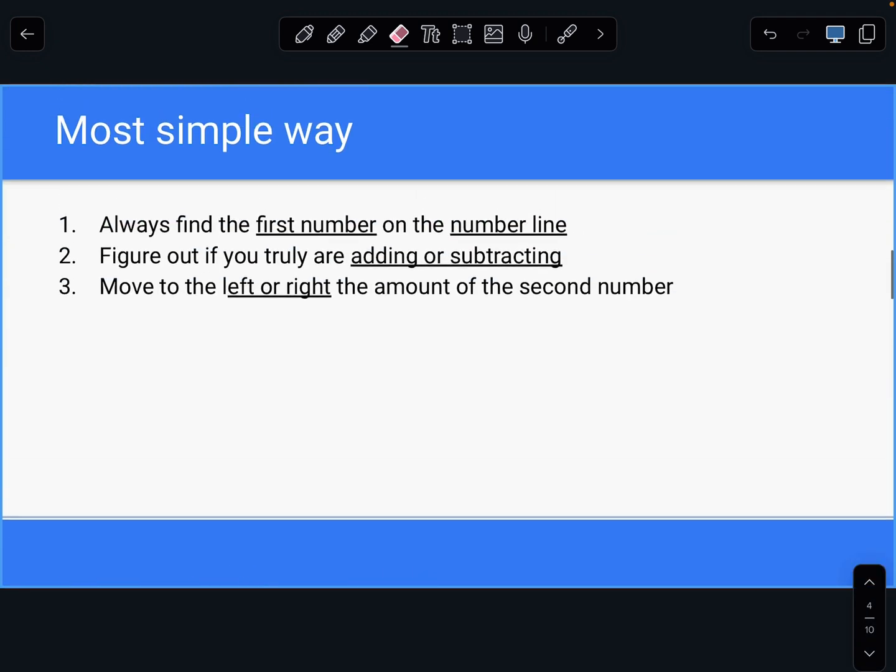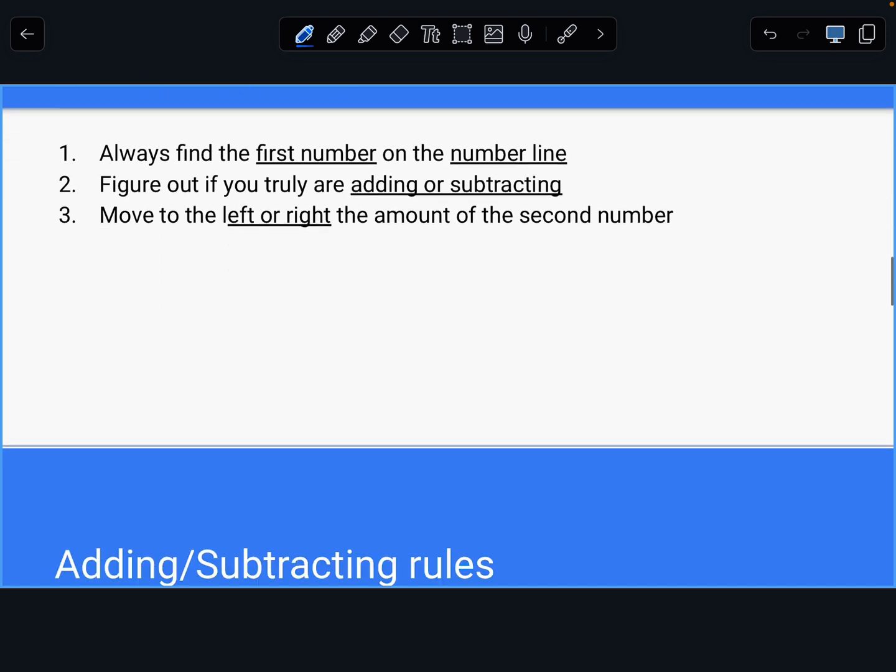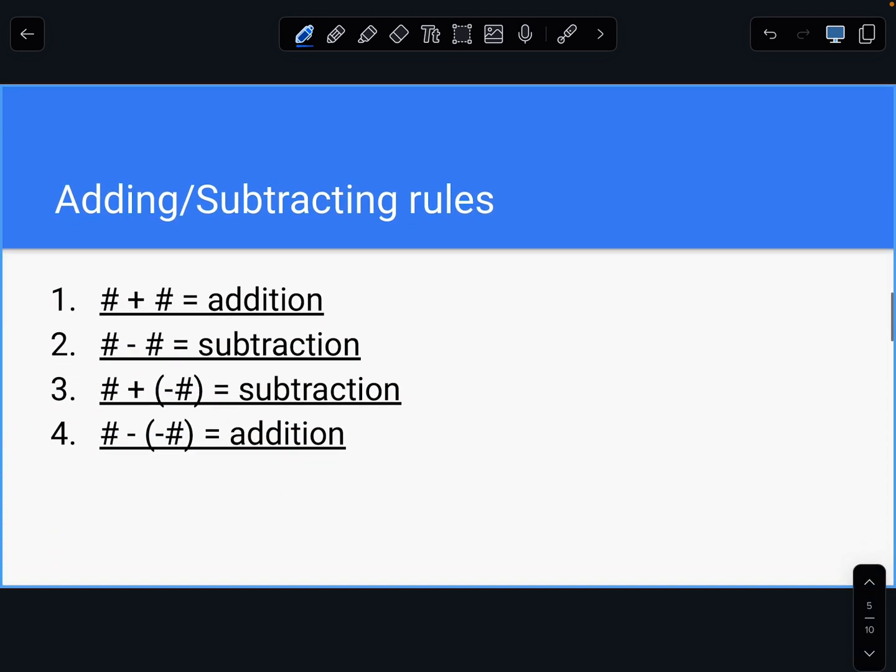Now, notice, let's scroll back here. In step number 2, it said figure out if you are truly adding or subtracting. These are the rules that will tell you whether or not you are adding or subtracting. Notice I just put number signs in there because it doesn't really matter what the number is. If you have a number plus a number, then that obviously is addition. If you have a number minus a number, then that is obviously subtraction.